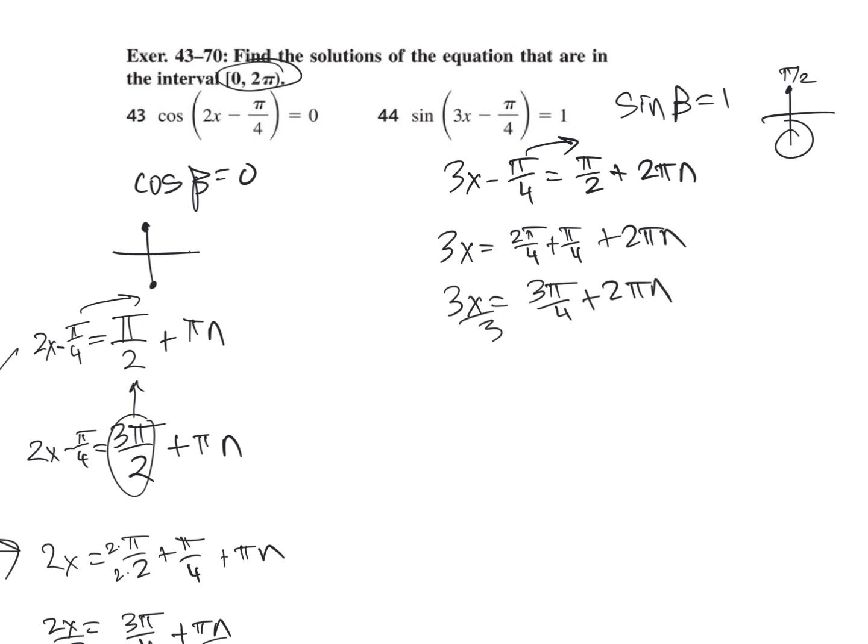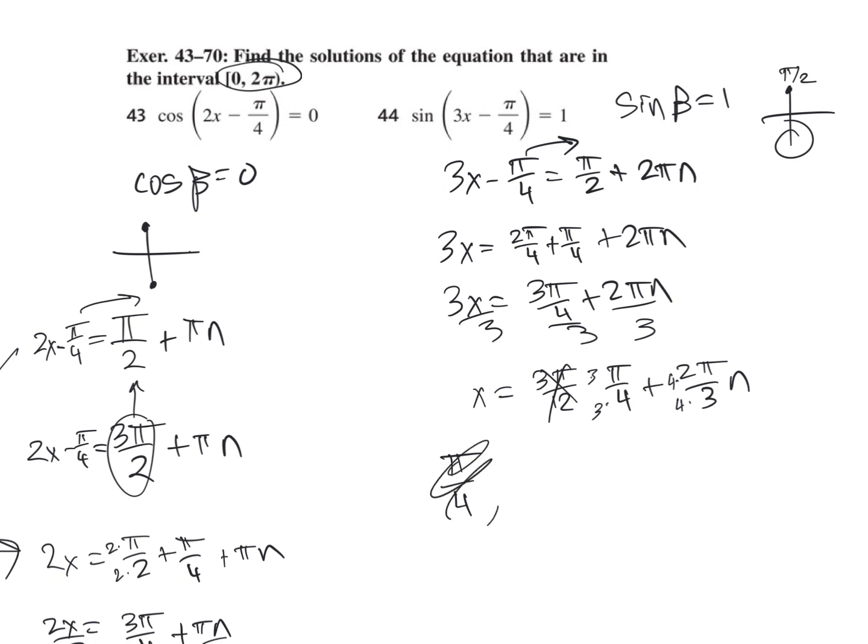Now divide everything by 3, which is multiplying by 1/3, so that's 3 pi over 12, which is pi over 4, plus 2 pi over 3 n. So our first answer is pi over 4. We're going to add 2 pi over 3 to it. So we need a common denominator. So multiply by 3 here and by 4 here, and that'll be 8 pi over 12. 3 pi over 12 plus 8 pi over 12 is 11 pi over 12.